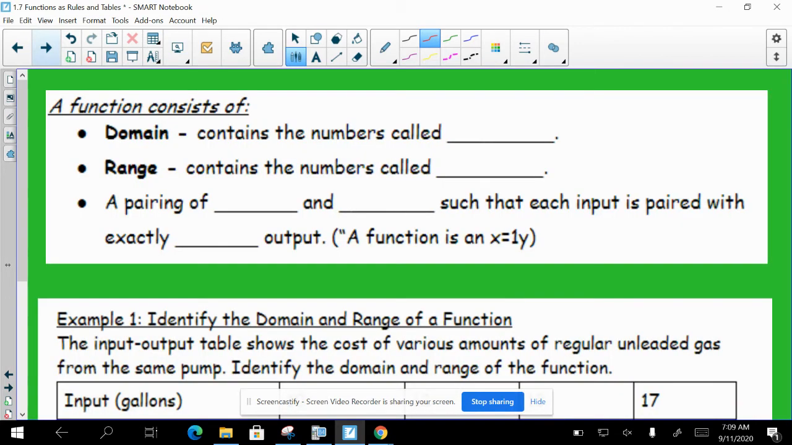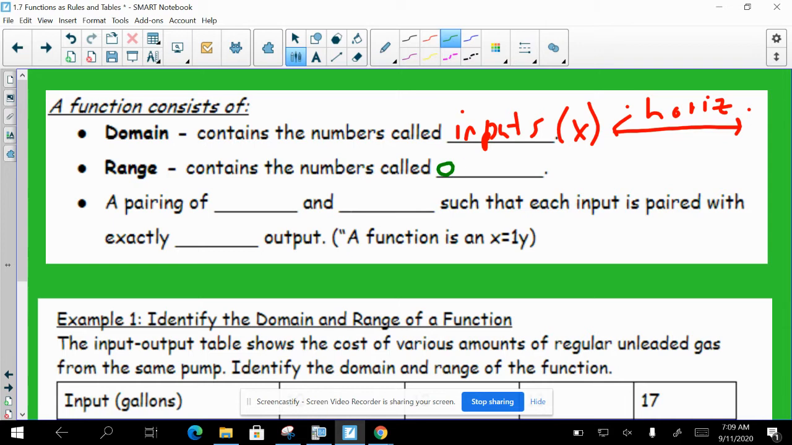So some other vocabulary. The domain consists of all the numbers called inputs. Sorry, my handwriting is a little sloppy. And that is also the x. And we know that on an xy axis, that represents the horizontal component. And now the range contains the numbers called the outputs, which is the y variable, and it's the vertical component.